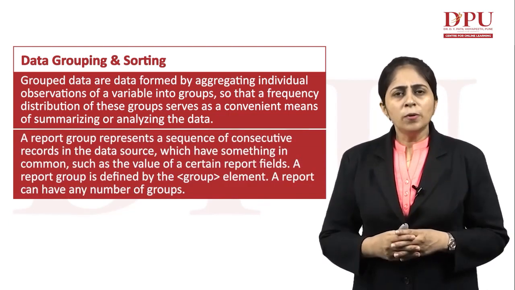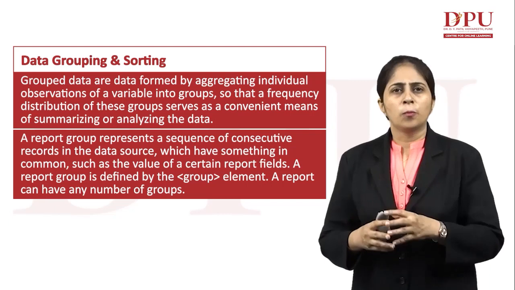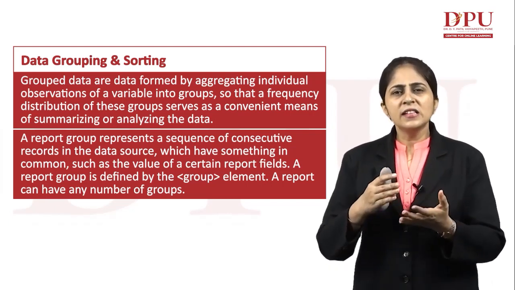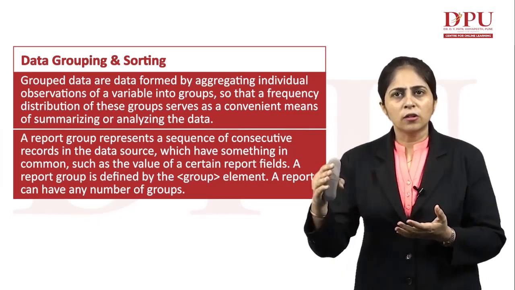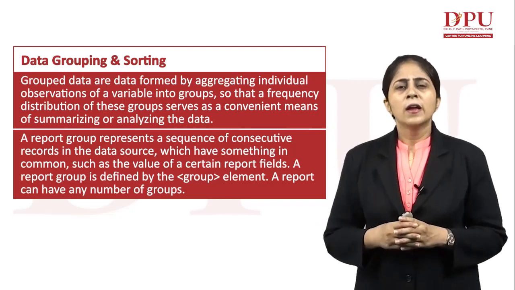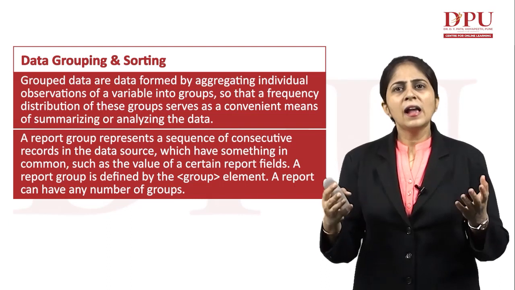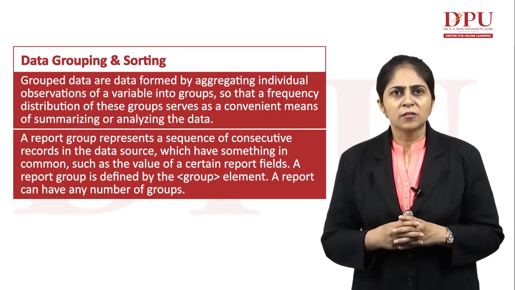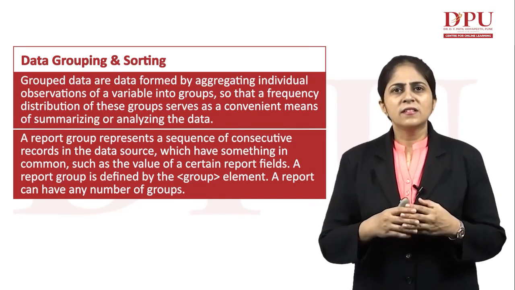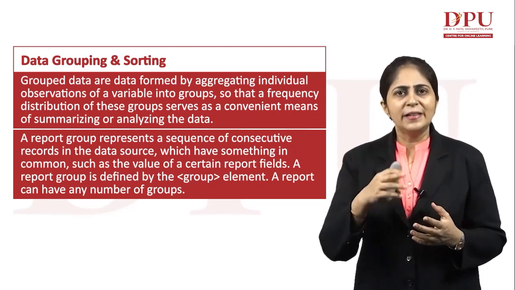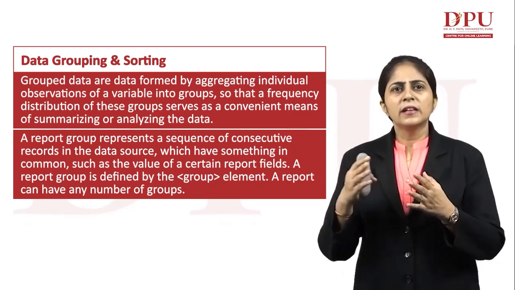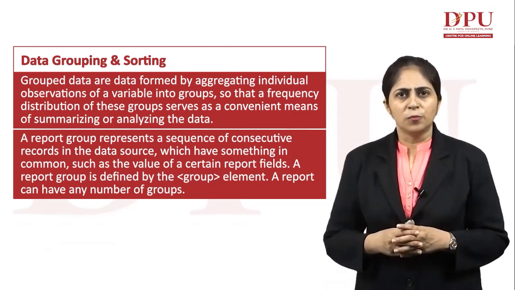If we talk about a report group, it represents a sequence of consecutive records in the data source which have something in common, such as the value of certain report fields. A report group is defined by the group element. A report can have any number of groups.